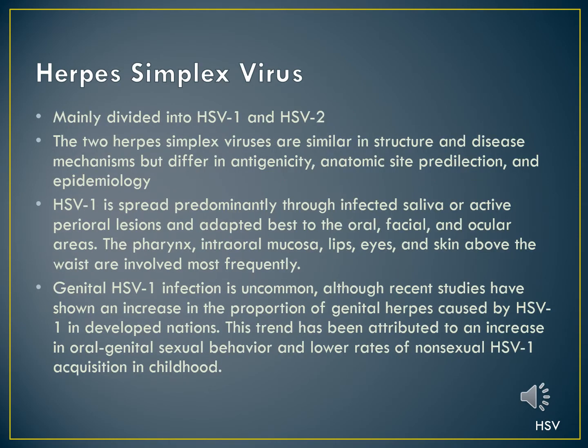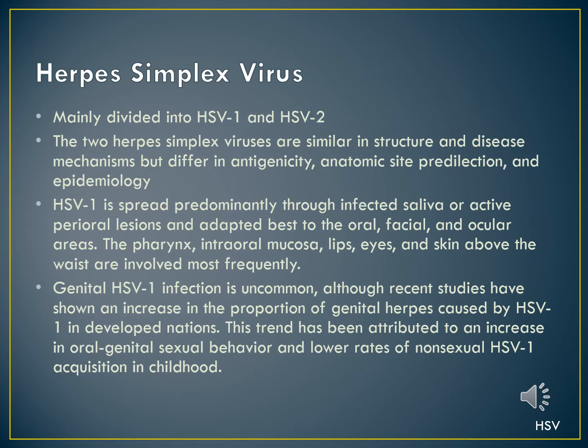Moving on to herpes simplex virus. They are mainly divided into HSV1 and HSV2. The two herpes simplex viruses are similar in structure and disease mechanisms, but they differ in antigenicity, anatomic site predilection, and epidemiology. HSV1 spreads predominantly through infected saliva or active perioral lesions and adapted best to oral, facial, and ocular areas. The pharynx, intraoral mucosa, lips, eyes, and skin above the waist are most frequently involved.